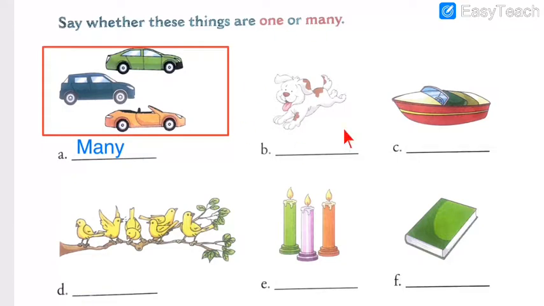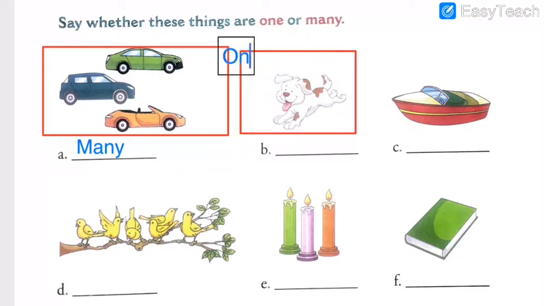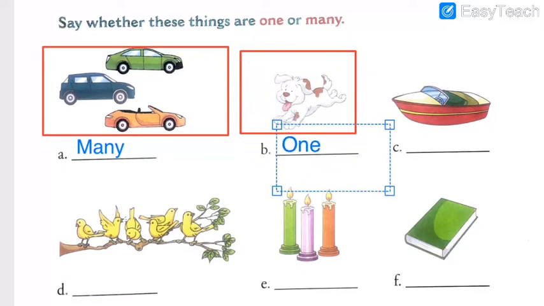So moving on to the next picture, dog. Can you see many dogs or one dog? Yes, only one. So we have to write one. Please write it down as I am writing here, so that I can explain it to you again properly. Only one dog, so we have to write one.